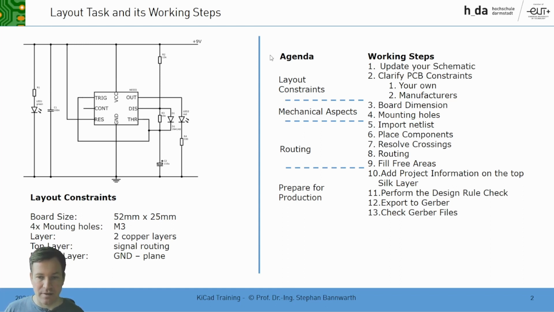So this is what we did. Board dimensions, mounting holes, this is coming from your project, as I mentioned. Then we have to perform the routing. So this means importing your net lists and some fly lines to place the components on your board. Then we have to resolve crossings. If you have crossing traces, you have to think about how to tackle this.